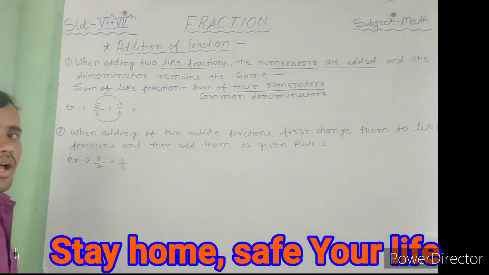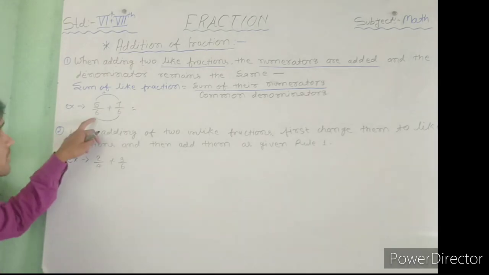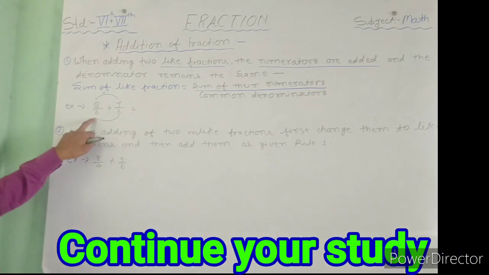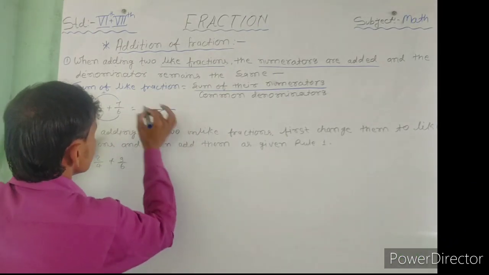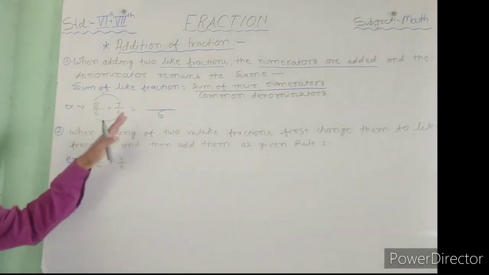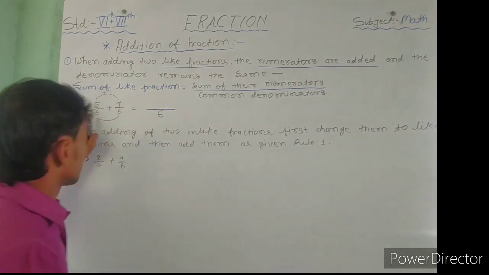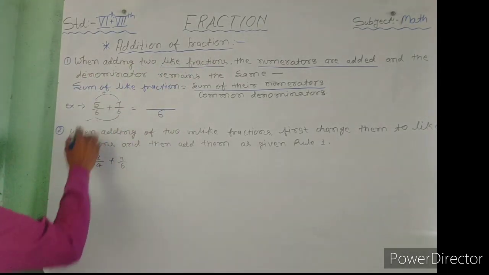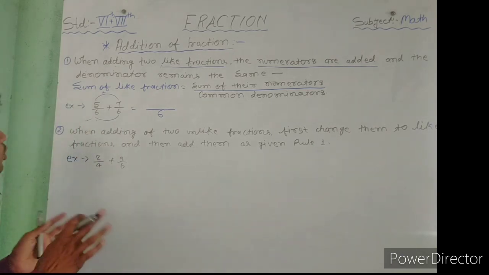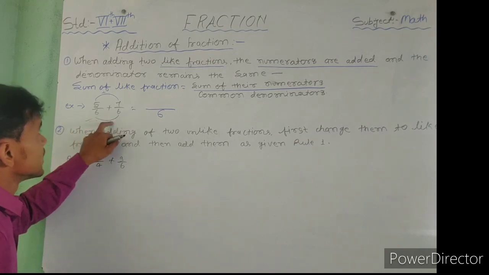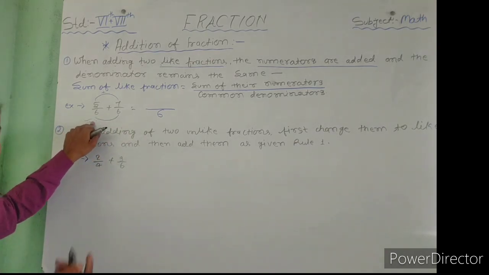So how do we solve the question? The rule says the denominator remains the same. Here the denominator is 6. Is that clear? This is a like fraction because the denominators are the same. If the denominators are the same, the fraction is a like fraction. If the denominators are different, the fractions are unlike fractions.